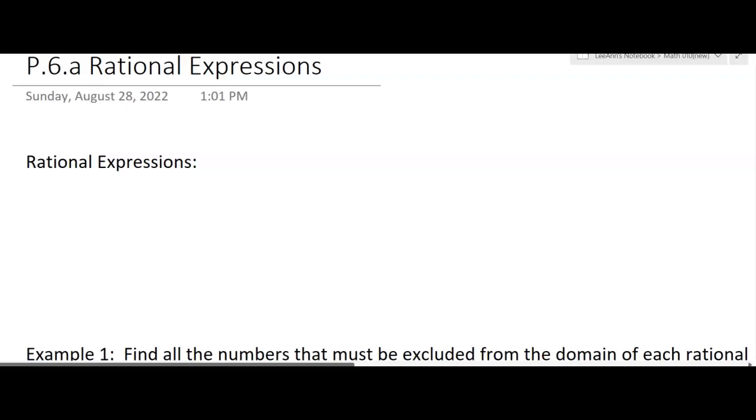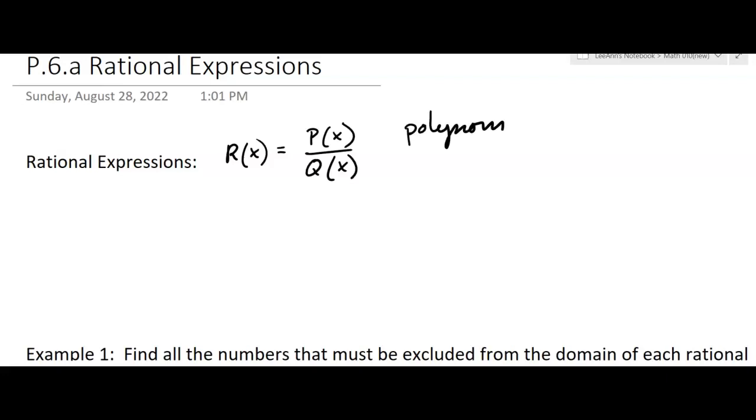Okay, so in this section, P6, we're going to talk about rational expressions. And a rational expression, I'll just say, is a polynomial divided by another polynomial. That's the definition of a rational expression. So you might think of it like a fraction, right? But we have polynomials, so there might be variables and stuff.